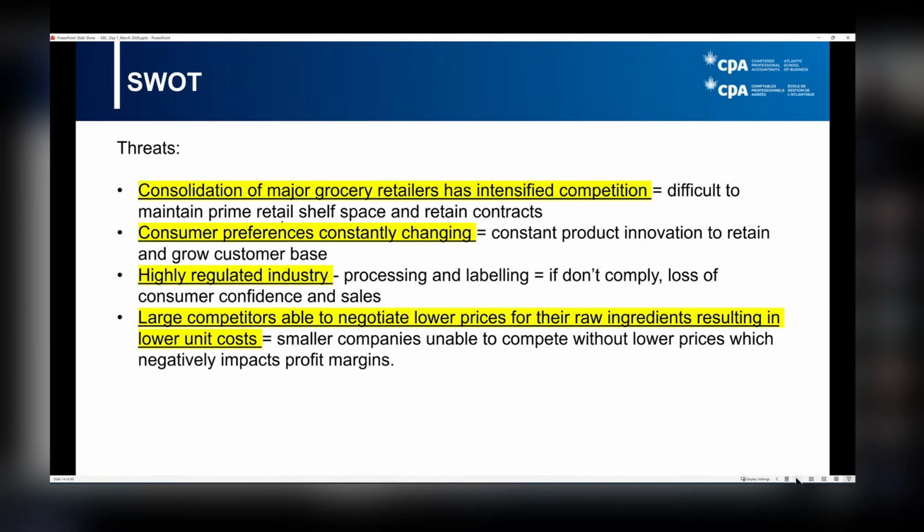And the last threat was large competitors, they were able to negotiate lower prices for their raw ingredients, which resulted in lower unit costs. So smaller companies like KBC was becoming very difficult to compete without lowering prices, which negatively impacted profit margins.